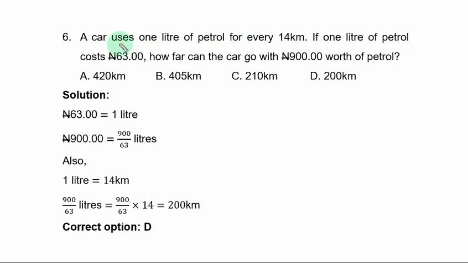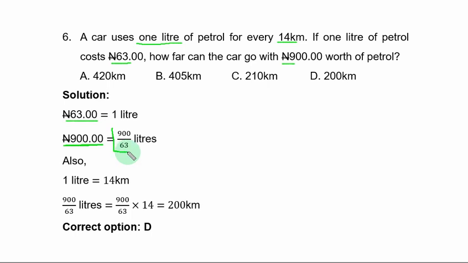Question 6. A car uses 1 liter of petrol for every 14 kilometers. If 1 liter of petrol costs 63 naira, how far can the car go with 900 naira worth of petrol? Solution. From the question, the cost of 1 liter is this. Now, let us find out how many liters this amount can buy. That is simply 900 over 63 liters.